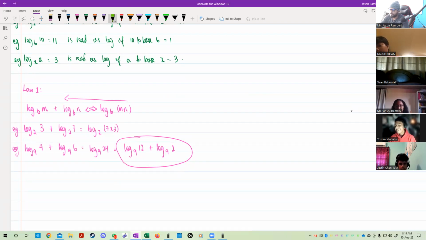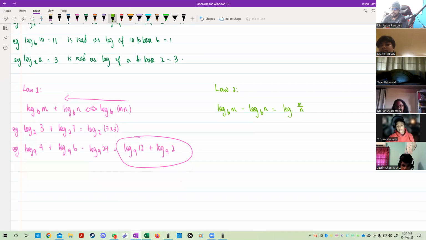Let me mash up law 2 one time. Now I'll do the laws next to each other to show you how they are very, very similar. The next law states that if I have log of a number to the base b minus log of a number to base b, what do you think this will be? Very similar to law 1 in logs and law 2 in indices. So it'll be log b of m divided by n.